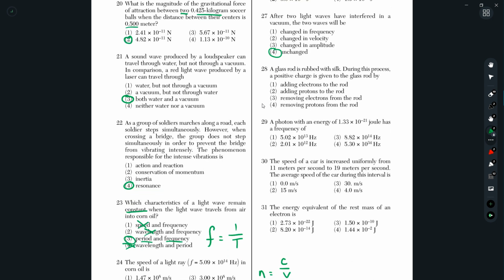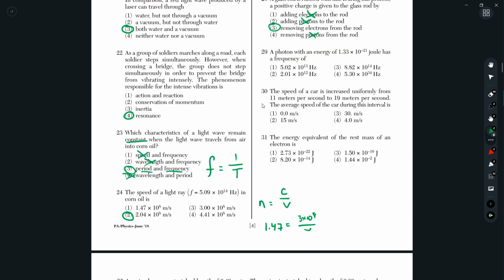Glass rod is rubbed with silk, the positive charge is given. Okay, this doesn't make sense, and this doesn't make sense. But also, this doesn't make sense because I can't do anything with protons, so it's positive by removing electrons.